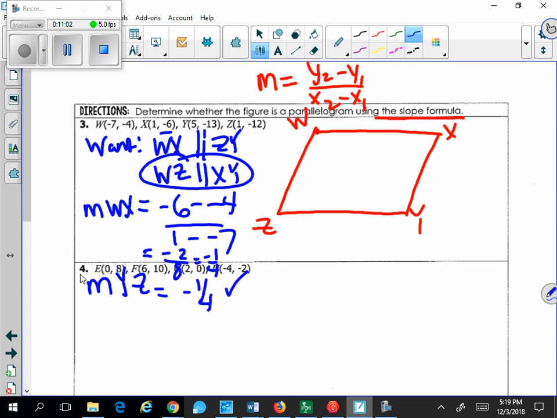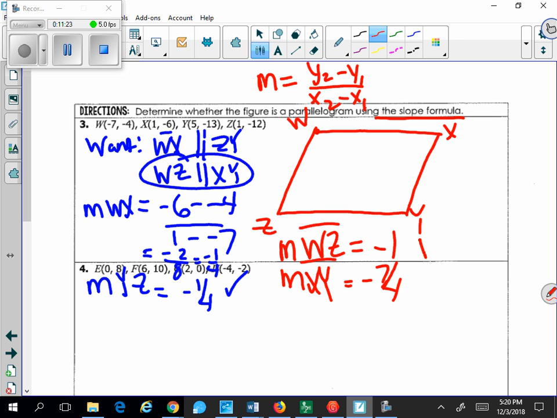When I do the slope of WZ, that equals negative 1. The slope of XY equals negative 7 over 4. Those are not parallel, so therefore this is not a parallelogram.